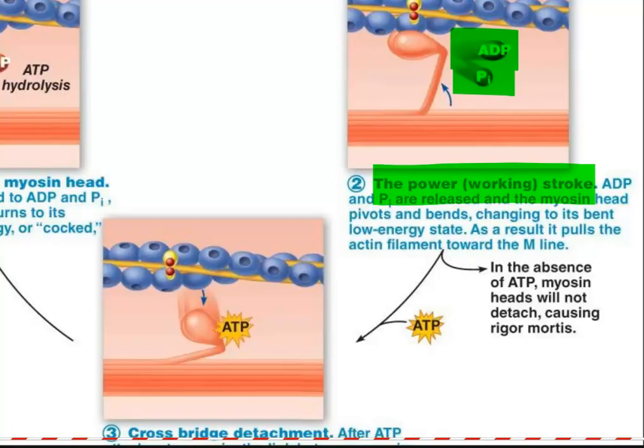Now we have a conundrum. Myosin heads propelled the actin towards the M line, but they still stay attached to the actin. We need to separate them. So how do we do it?